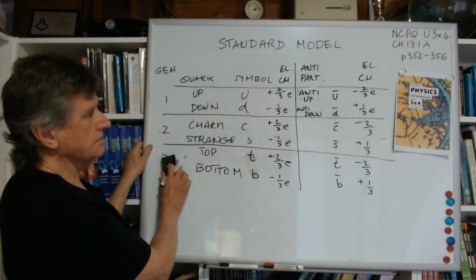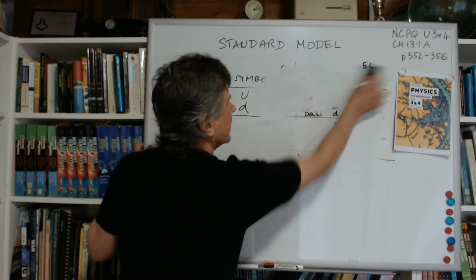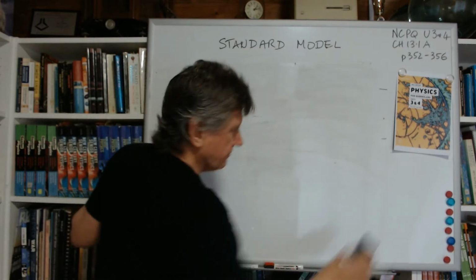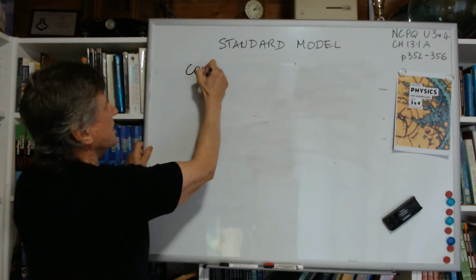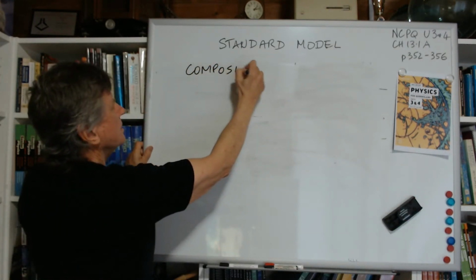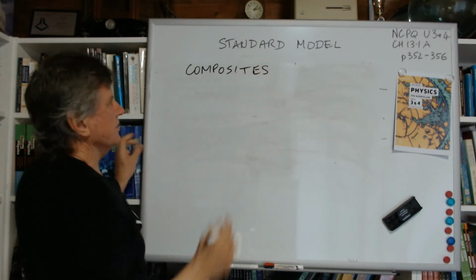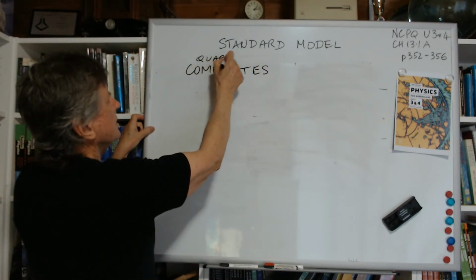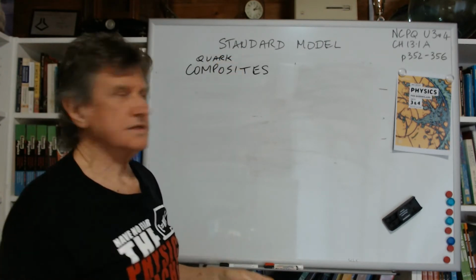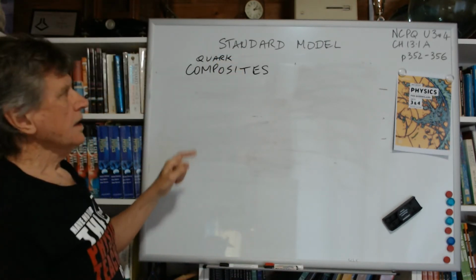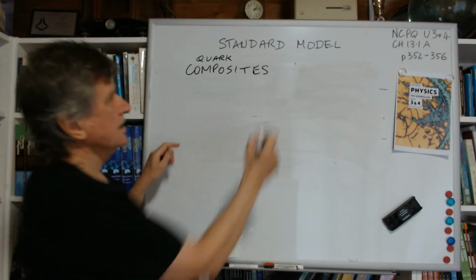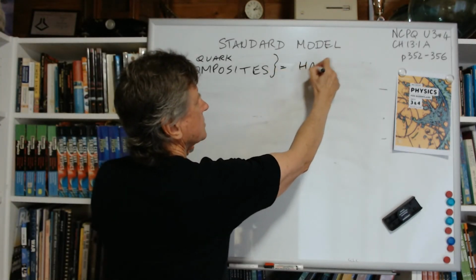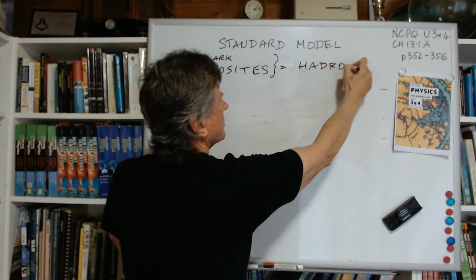Okay, let me get rid of this and I'll talk about composites, but I'll refer to these numbers, but you'll remember that. Okay, now these are quark composites, so I'll put it here because I'm only talking about quarks at the moment. Now anything with quarks in it is called a hadron.